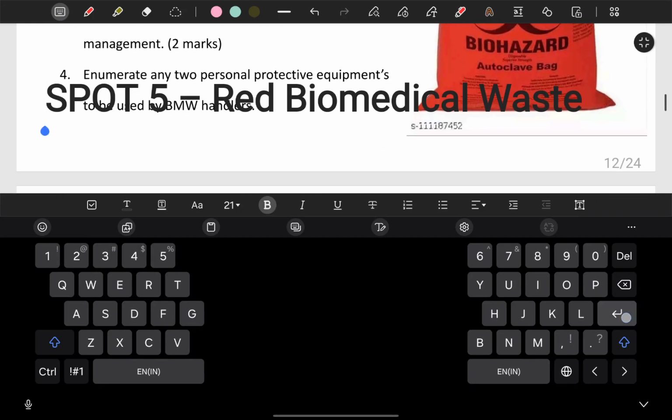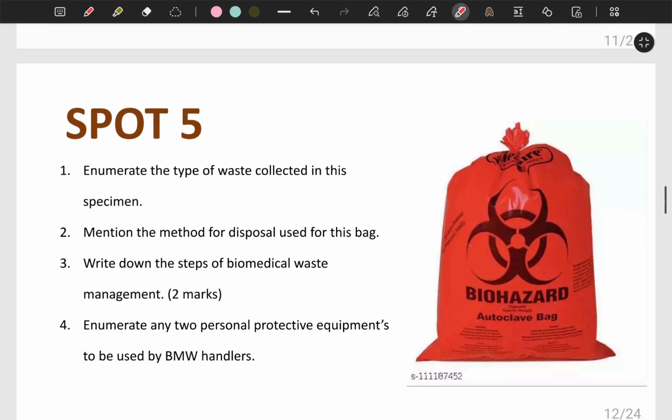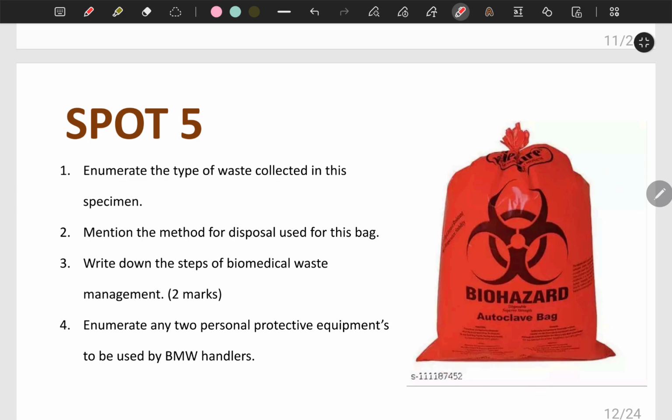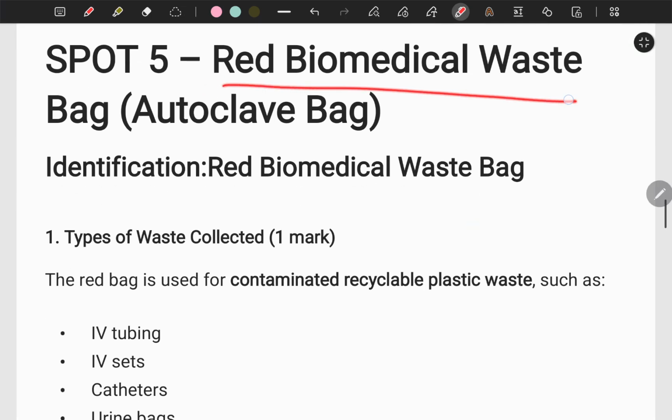Now coming to spot 5. This is to enumerate the type of waste collected. This is the red color bag. Method for disposal, steps of biomedical waste management, and 2 PPEs. So first is the red biomedical waste bag, autoclave bag.